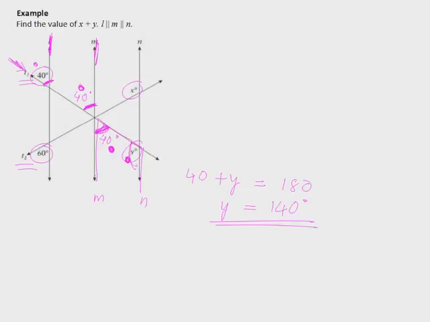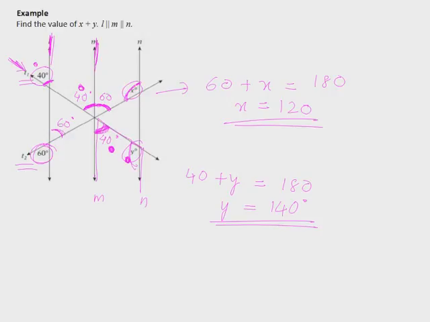Let's do the same thing for the 60 degree angle. If this is 60, vertically opposite, this is 60. If this is 60, corresponding, this is 60. Here lines L and M are cut by transversal T2. If this is 60 and this is X degrees, again they are same side interior. So 60 plus X is equal to 180. X is equal to 120.